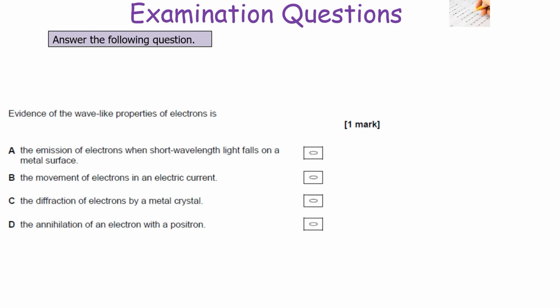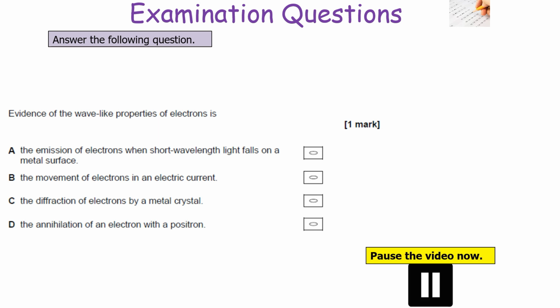The next question says evidence of the wavelike properties of an electron is what? So pause the video now, then unpause the video when you want to go through your answer.